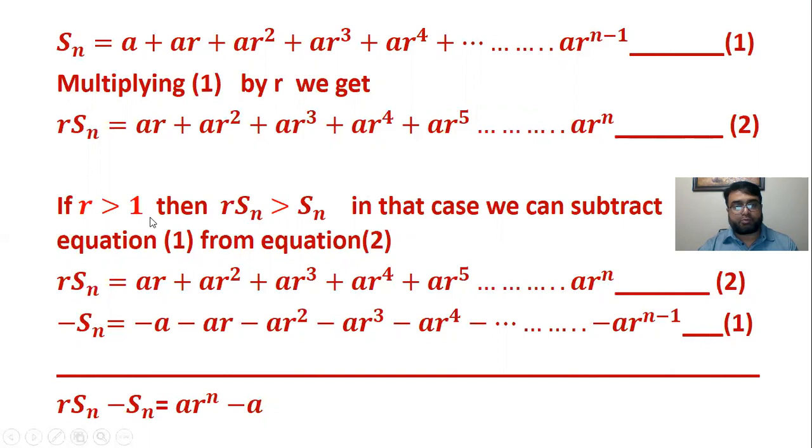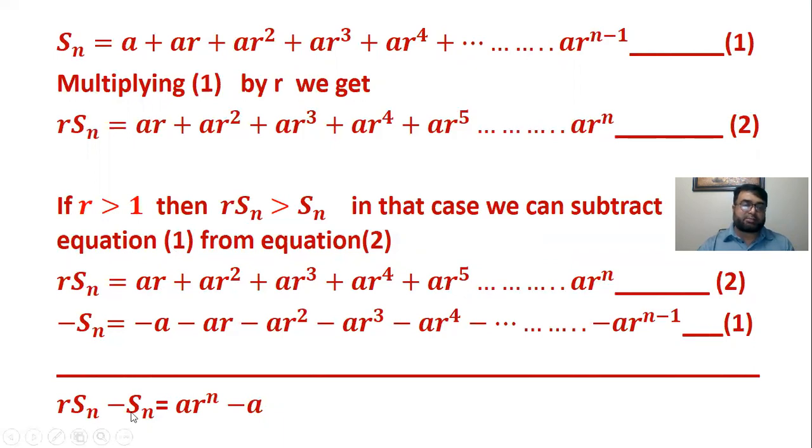Now, if r is more than 1, what will happen? rSn and Sn have that inequality. That means if r is more than 1, obviously rSn is more than Sn. That means equation 2 is bigger in value than equation 1, so we can subtract equation 1 from equation 2. If you do that, equation 2 is at the top, underneath it we write equation 1, and we subtract equation 1 from 2. So the sign is changing.